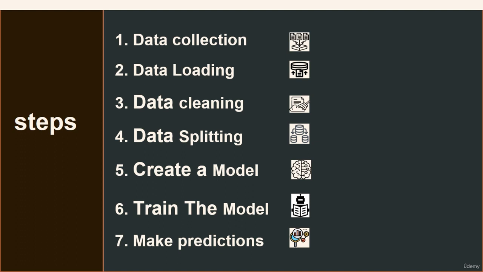So yeah, these are all the steps of building every machine learning project or model. First, you need to collect your data, then you need to load it to the environment. After that, you are going to clean your data from missing values or whatever, then split it into training and testing sets, and create a model by picking an algorithm, then train the model by feeding the data to the algorithm. Then the last one is make predictions and calculate the accuracy of your model.